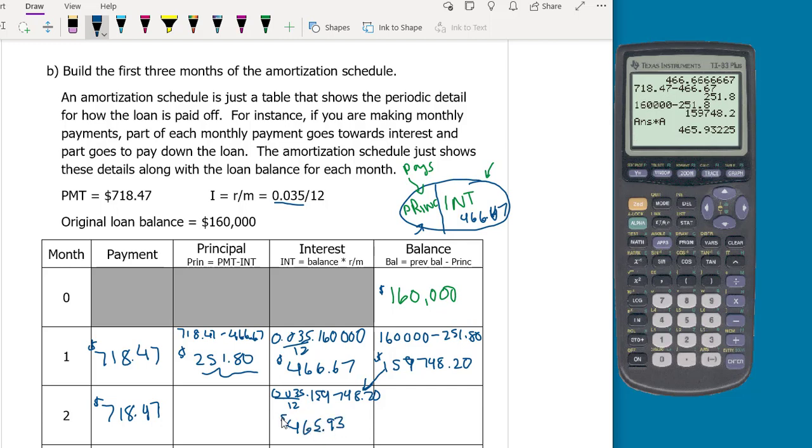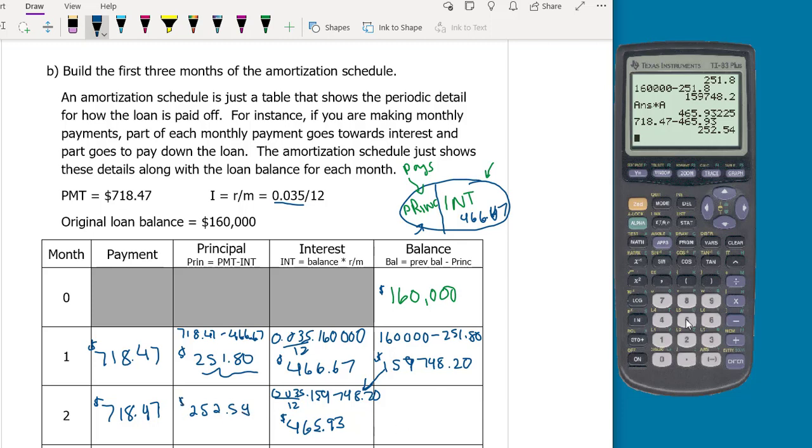So this time we have $465.93. And so our principal the second month, we're going to take the $718.47 and subtract off the 465.93. I'm using these rounded values every time here. So we end up with $252.54.